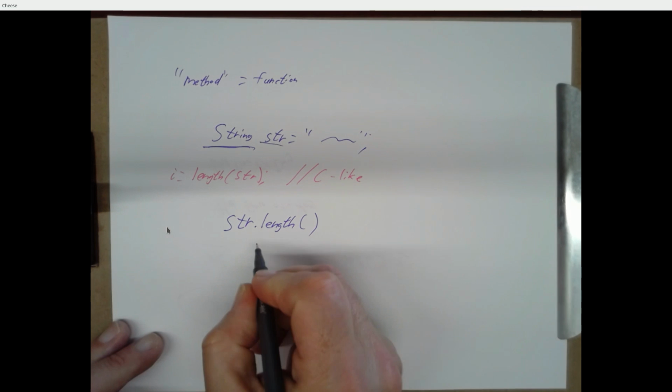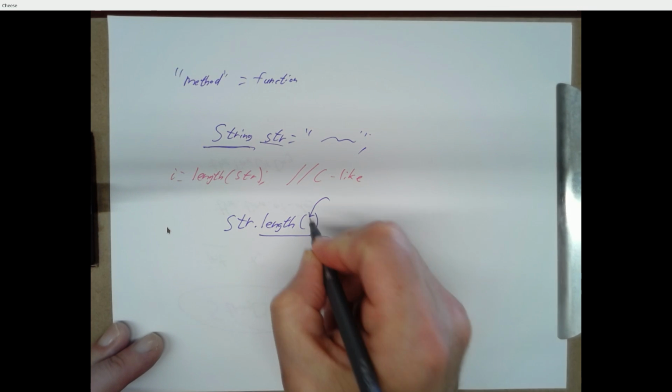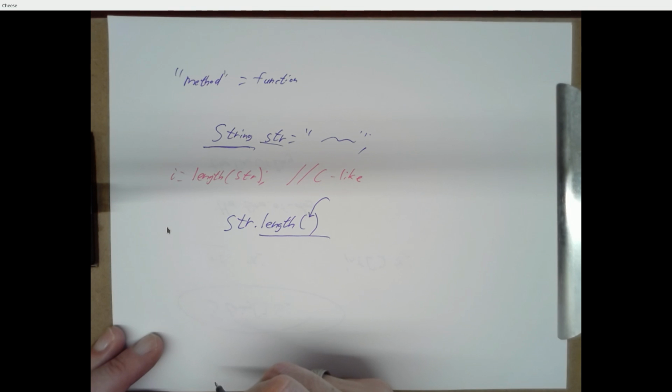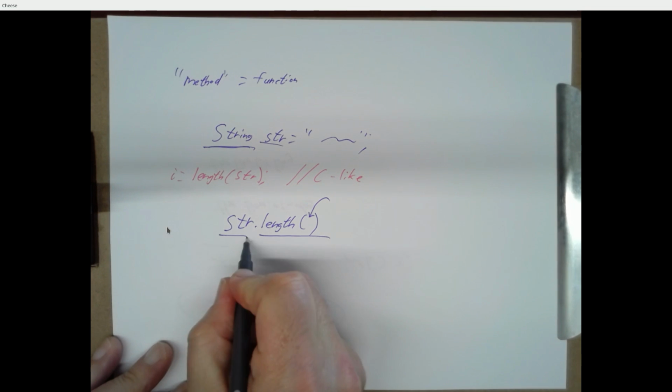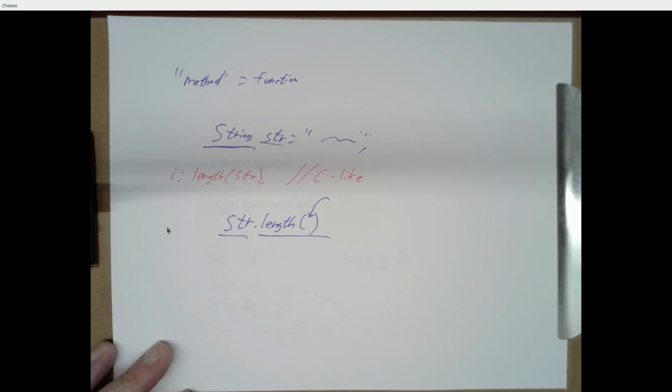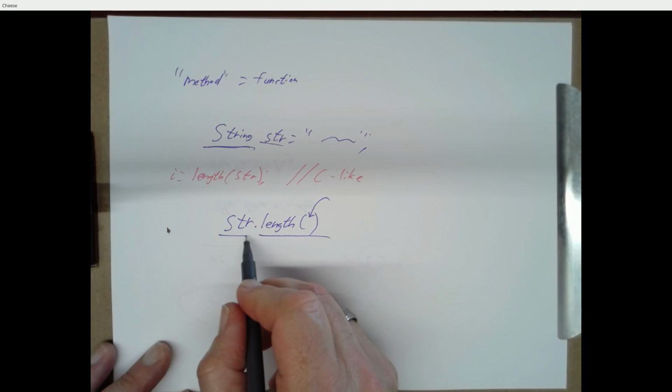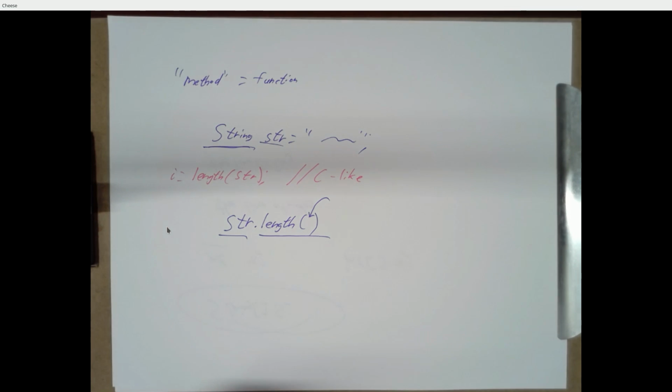And here's where it gets a little weird. Because when I call this function length, I don't give it an argument. I don't have to give it an argument. How does it know what I wanted to take the length of? Because I called this as a field of this variable str, it's going to work on this variable, this string, and return its length.